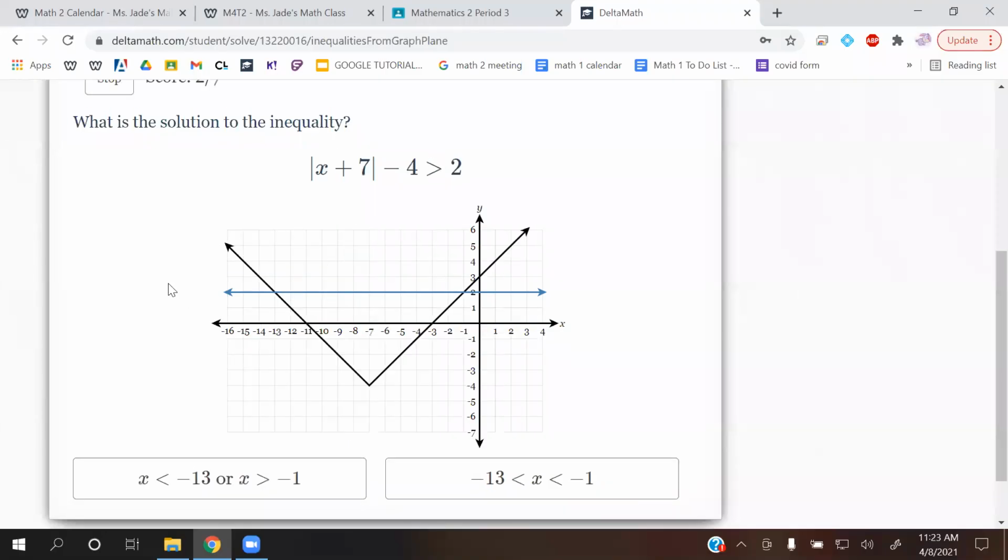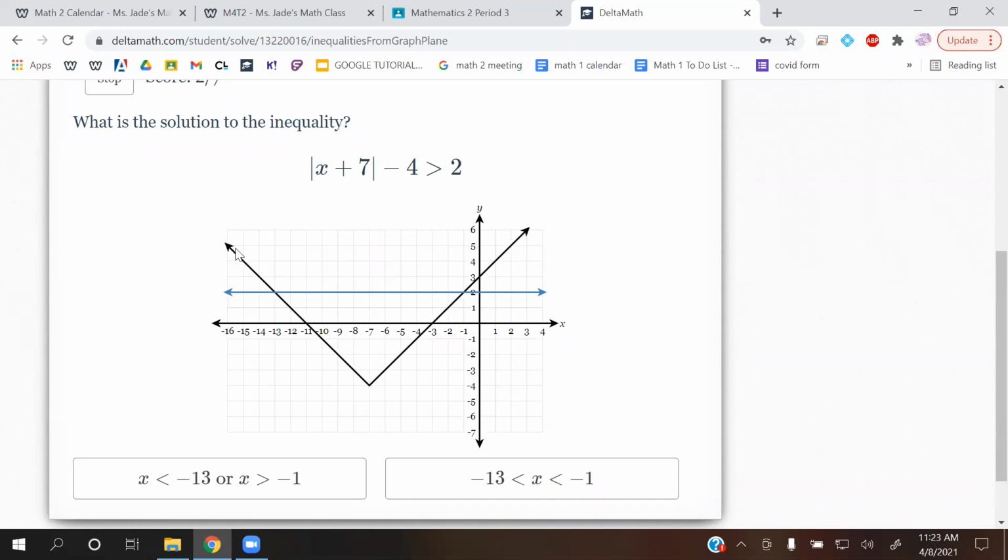All right, let's do a few more. I want to see at least a couple examples of a certain type. I'm looking for them. So here is our black graph, and we want it to be above, so greater than, so above 2, the blue line.